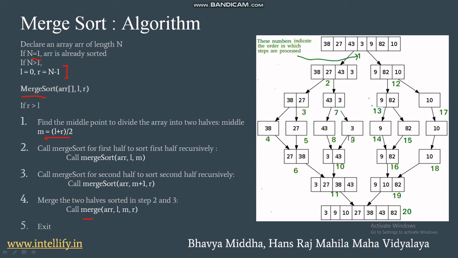So here in step 1, we have an array which has 7 elements. According to step 1, we find the middle point. The middle point here is 3. So our array is split up into two parts. The first part has 4 elements and the second one has 3 elements.